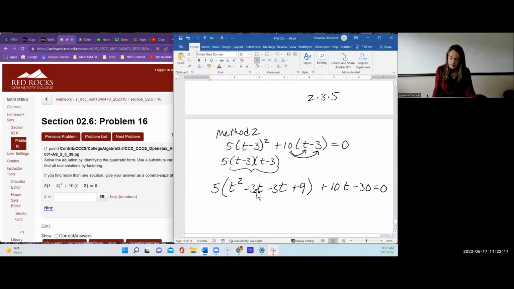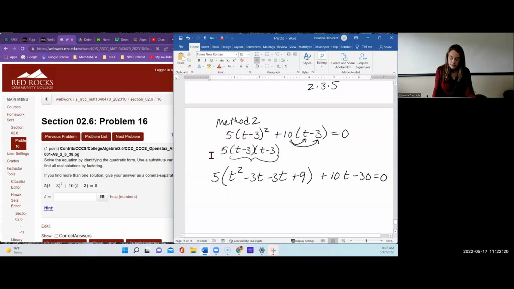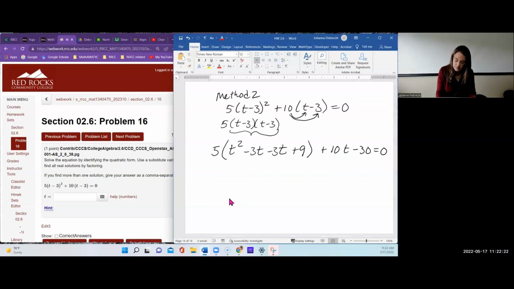Now I want to add my like terms in the parentheses before I distribute the 5. If you leave enough space, you can write directly above or below it, and you don't have to rewrite the whole thing. I didn't quite leave enough space, so I'm going to rewrite the whole thing.